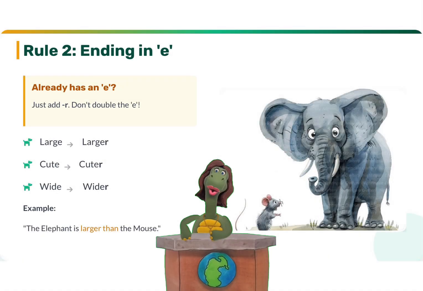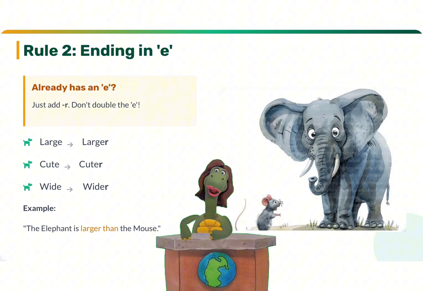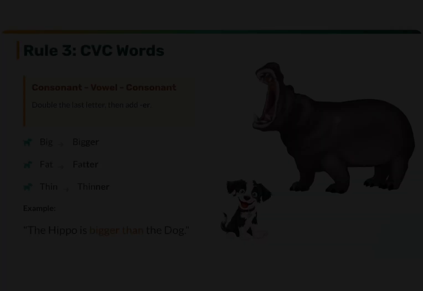Moving on to Rule 2, adjectives ending in E. If an adjective already has an E at the end, you should just add R. Remember, don't double the E. So large becomes larger, cute becomes cuter, and wide becomes wider. Our example sentence is, the elephant is larger than the mouse.